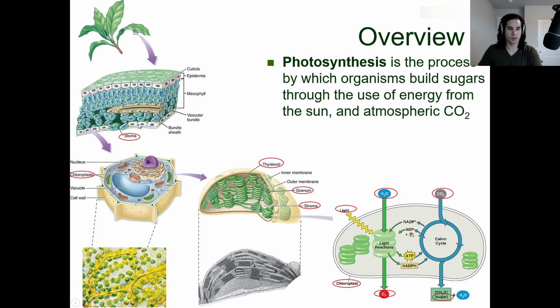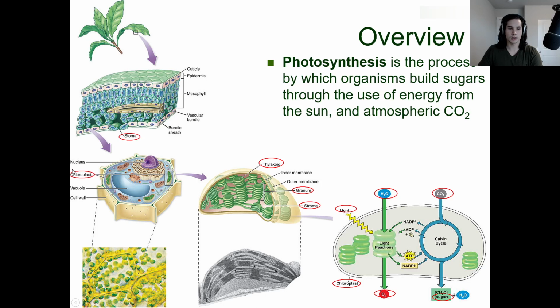To go over a little bit of terminology when we're looking at plants: some plants have these little pores on the underside of leaves, where you get that gas exchange. You pull in CO2 and you release the oxygen into the air. We call that little pore the stoma.